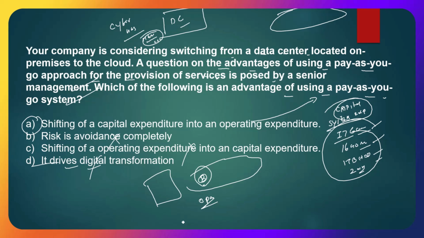So as per the question, with a pay-as-you-go system, we are shifting from capex to operating expenditure. That is very beneficial for the organization because there is no depreciation and other things. So that's why for this question, the most optimum answer is A.